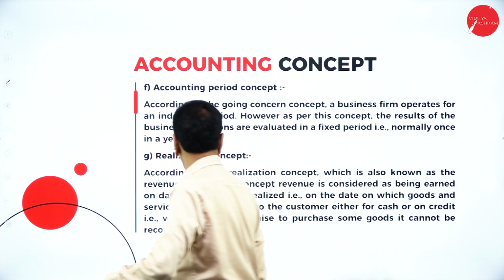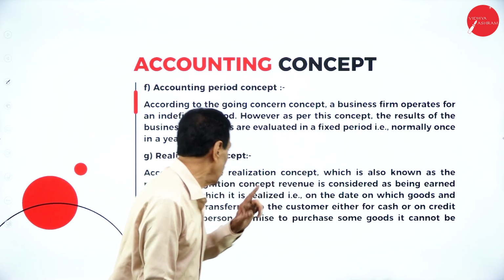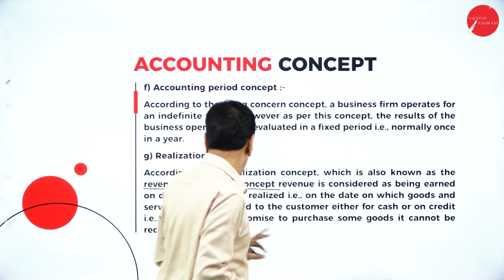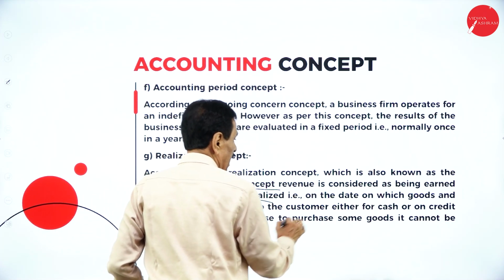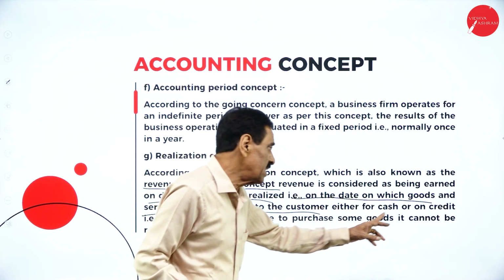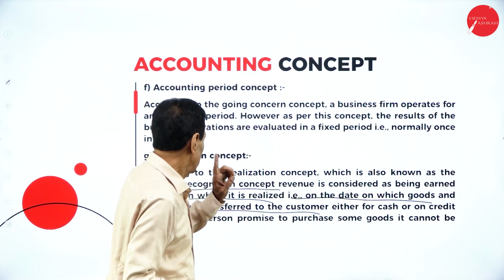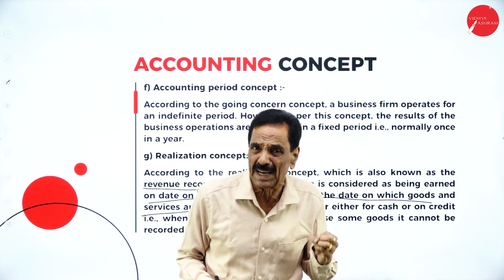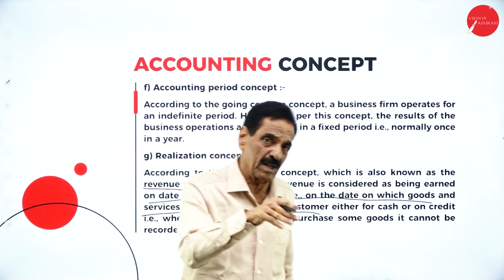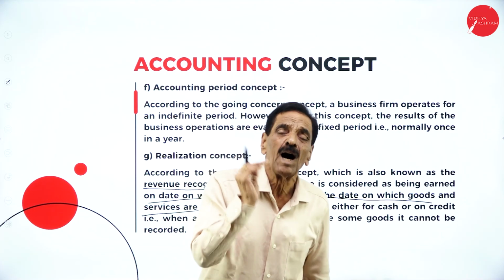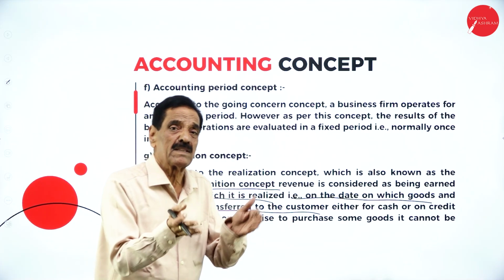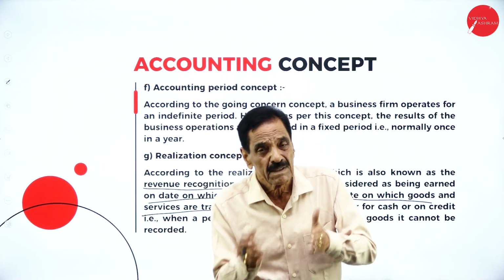Realization concept. According to this realization concept, which is also known as the revenue recognition concept, how much amount you have received. Revenue is considered as being earned on the date on which goods and services are transferred to the customer, either for cash or on credit. Here, realization means how much revenue has been realized and at what time. At the time of realization, we take into account during that year what time your revenue has been realized in terms of money: how much money you have received, from whom, and at what time during that particular period. It may be the month of January, it may be the month of December, that will be recorded.